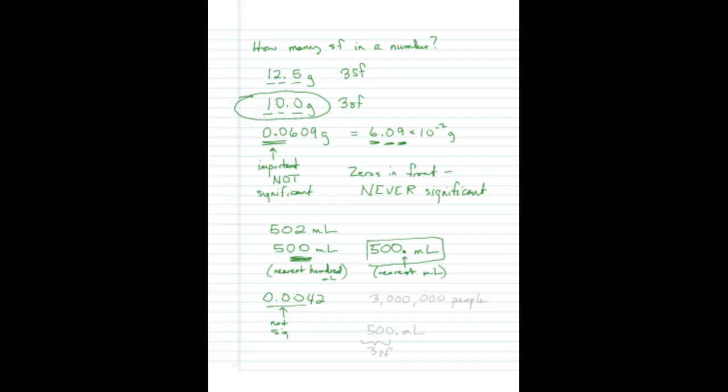So if I say 3 million people in Denver, then you're going to know by your common sense that I don't mean to the very last person. I mean to the nearest probably million. And you'll use some common sense about it. But normally when we write 500 milliliters, I will try to always remember to put the decimal in right there so that you know that I mean 3 significant figures. But there may be a time when you might have to ask, and that's okay. Go ahead and ask.